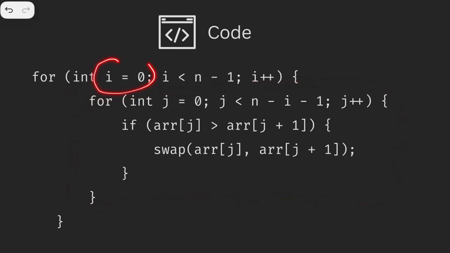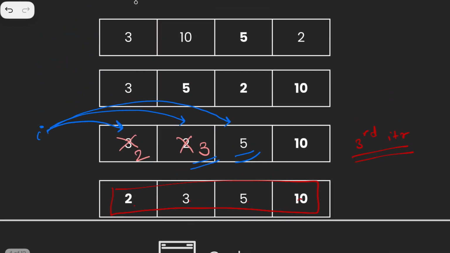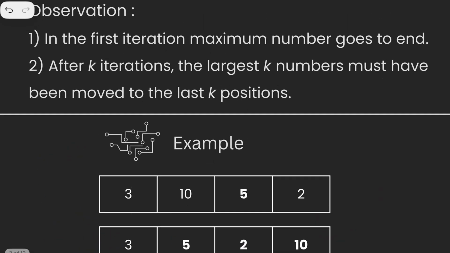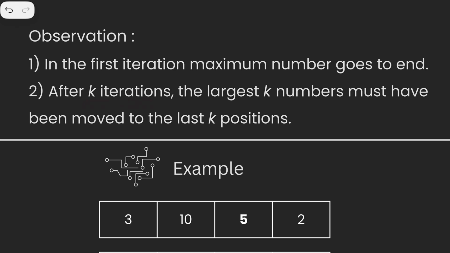The outer loop that we discussed, we need to do this operation n-1 times. Why do we need to do this operation n-1 times? Well, it was very clear. After the first operation, we have the largest number at the end. After the second operation, we have the second largest number at the second last position. After the third operation, we have the third largest number at the third last position, right? So after k iterations, you will have the k largest numbers at the last k positions. So you need to do this operation n-1 times to get the sorted array.